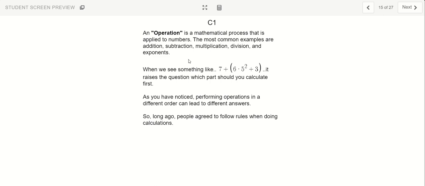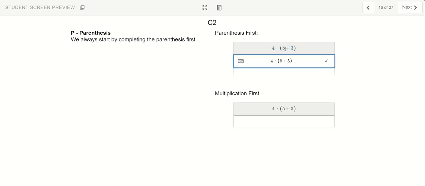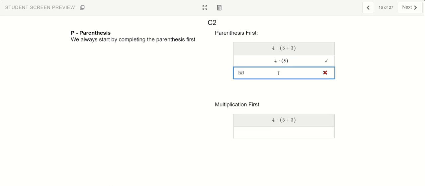So again, long time ago, people agreed on some rules that we can follow. That way we can always get the same answers, even if you have a complicated problem like this. So the rule starts off as we always do the parentheses first, P, parentheses first. So here, again, I'm going to do the parentheses first. 5 plus 3 is 8. And then 8 times 4 is 32.